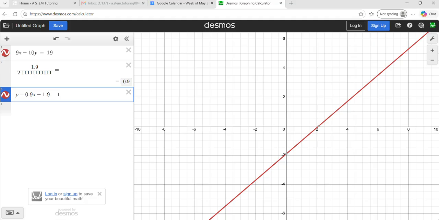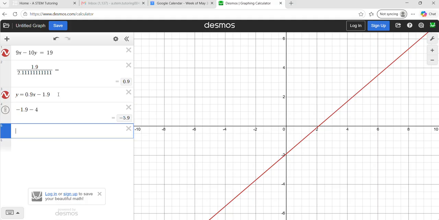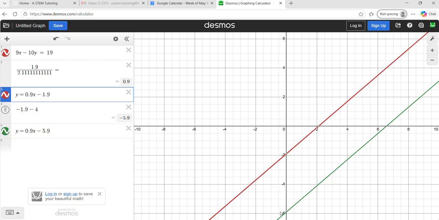To shift the line down 4 units, well, the y-intercept, if we shift it down 4, that's minus 1.9 minus 4, which equals negative 5.9. So if we shift the line down by 4 units, the new y-intercept should be negative 5.9. So we can write a new equation for the line, y equals 0.9x minus 5.9. The green line is the red line that's been shifted down 4 units.